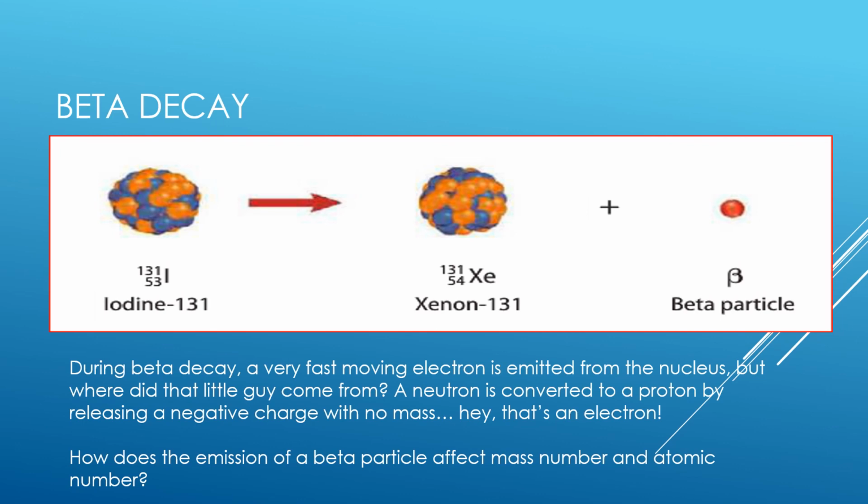The first is beta decay. During beta decay, a very fast-moving electron is emitted from the nucleus. But where did that little guy come from? So here's what I'd like for you to write down for beta decay. We know that electrons do not exist in the nucleus. Electrons only exist in quantized energy levels around the nucleus. So where did that electron come from? And the secret is a neutron. A neutron is converted to a proton by releasing a negative charge with no mass, which is the definition of an electron. So let's see if we could break this down a little bit further.